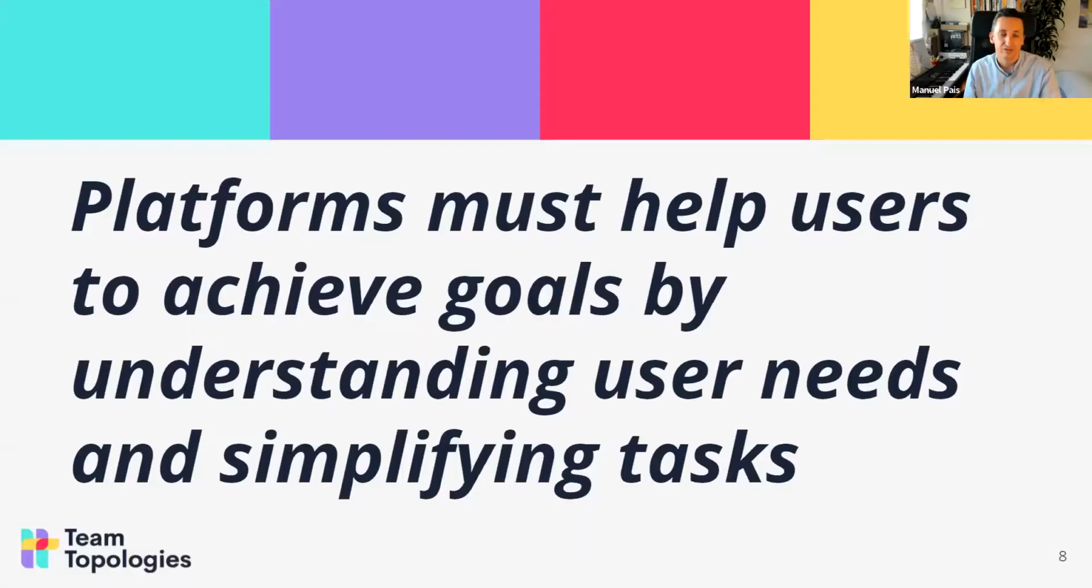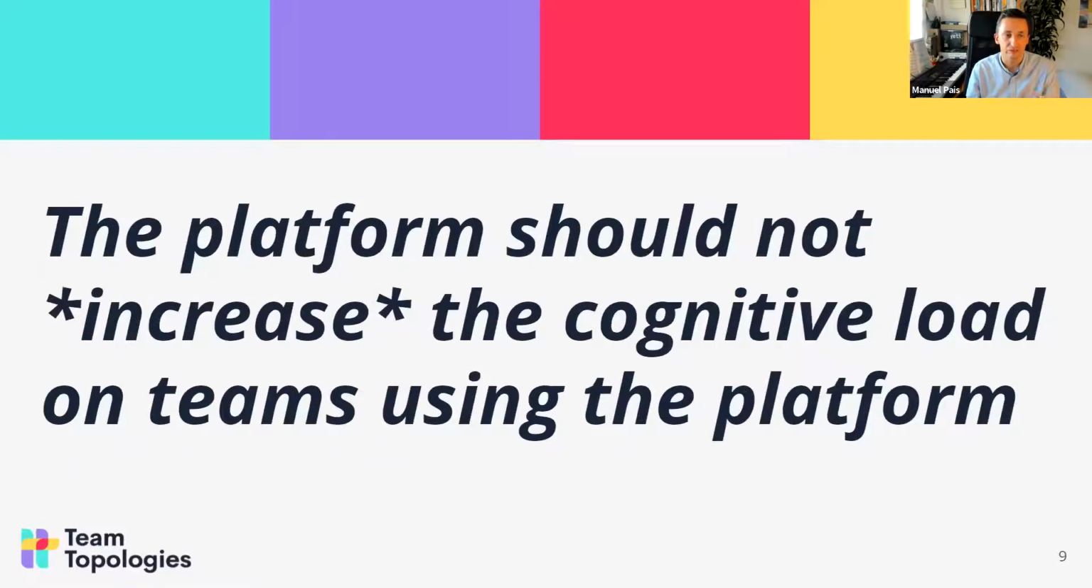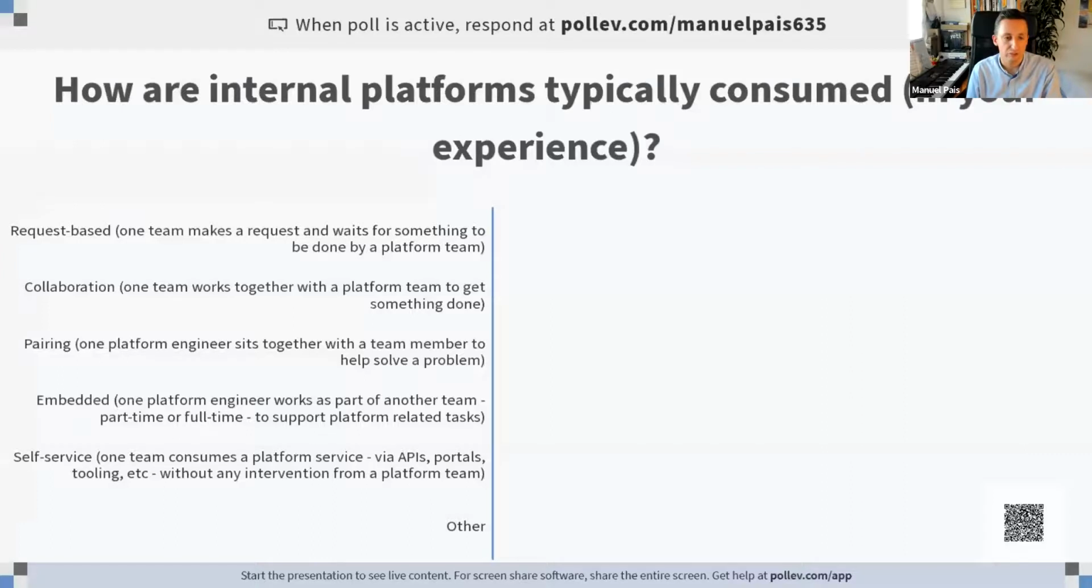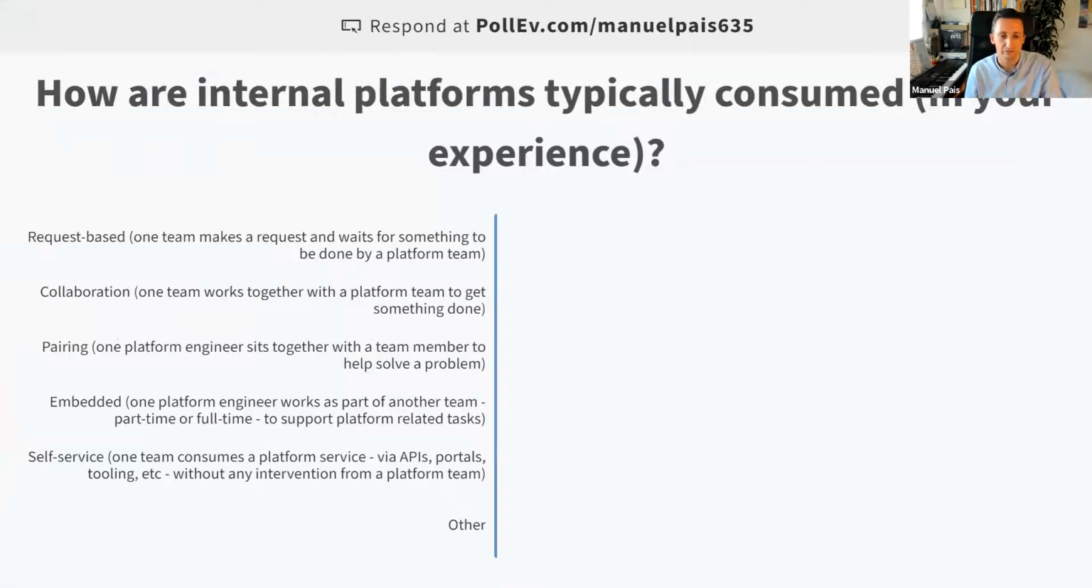Let's move on. So just to quickly, the key takeaways here are that the platforms must help the users achieve their goals. So we need to understand their needs and simplify the tasks for them. It's kind of what we've been saying. And importantly, the platform should not increase cognitive load on teams, which is effectively what often happens with traditional platforms, because we're not paying enough attention to the user experience, to the customer needs, and we're mandating the platform on everyone.